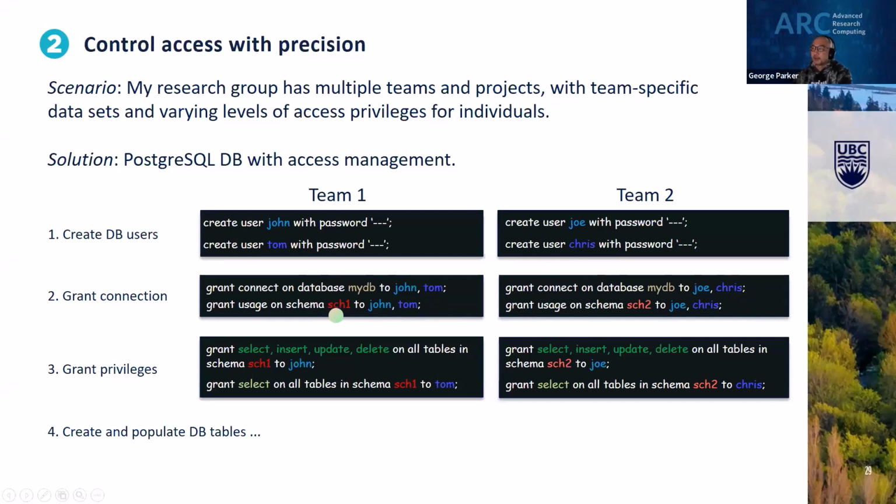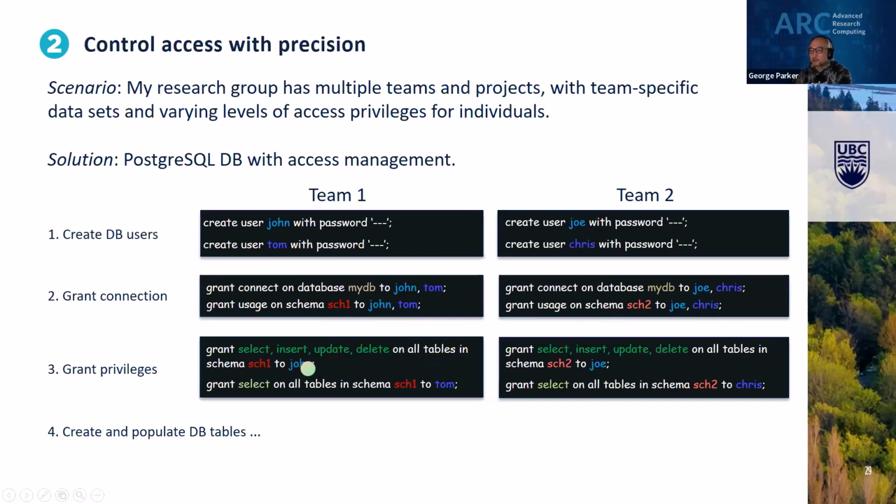Schema is just like a bucket that is used to store data. I will use schema 1 to store data that is only relevant to team 1 and schema 2 for team 2. So I give access to schema 1 to John and Tom. And Joe and Chris can only access the data that is in schema 2. So in other words, John and Tom cannot see the data in schema 2 because they are only given access to schema 1.